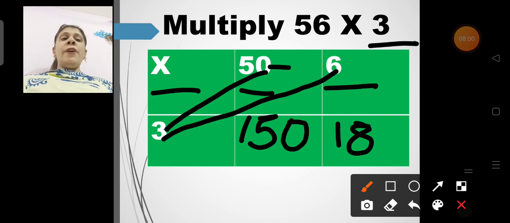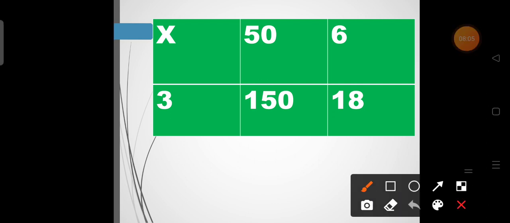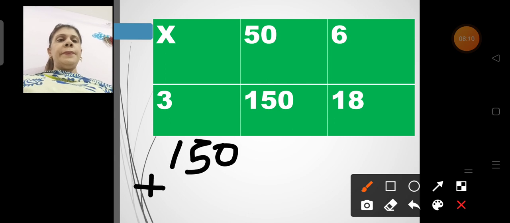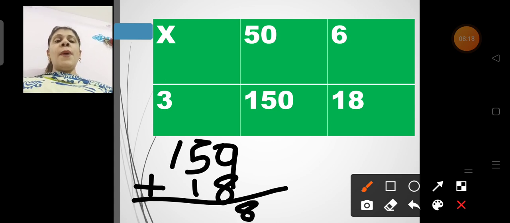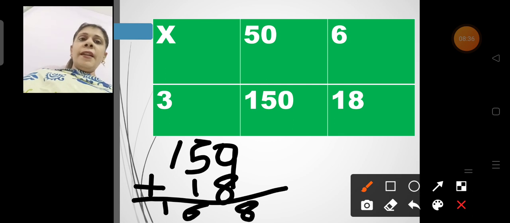Now what we are going to do? We are going to add both the numbers, that is 150 and 18. So let us add. Okay. Now 0 plus 8 will be 8. 5 plus 1, 6 and 1 below. Because no number is below 1, so we will write 1 down. So what answer we get when we multiply 56 by 3? What answer we get? 168. Understood, children?